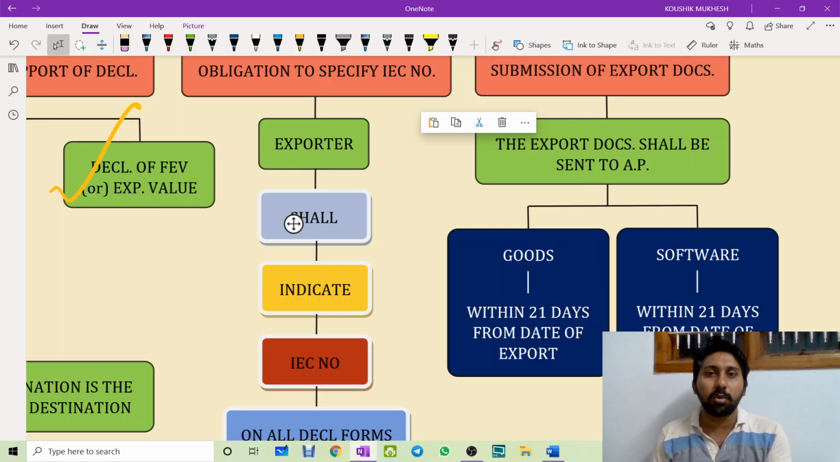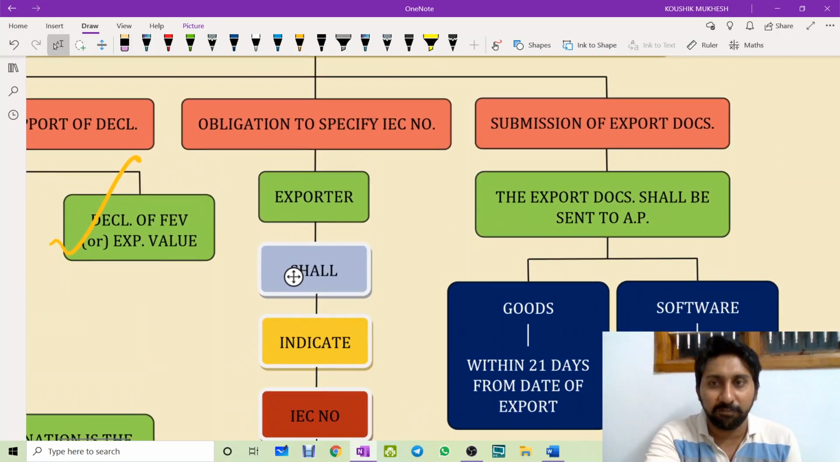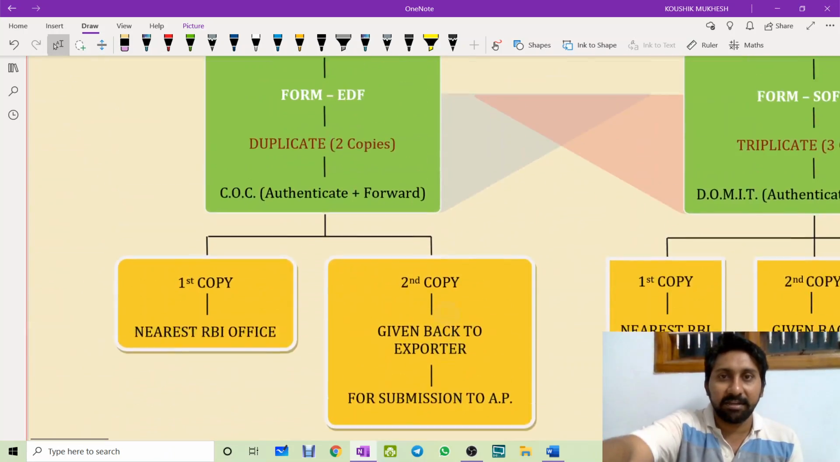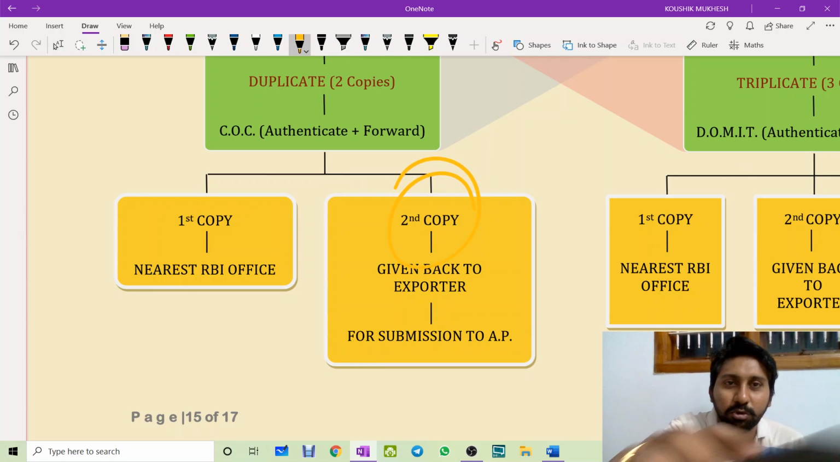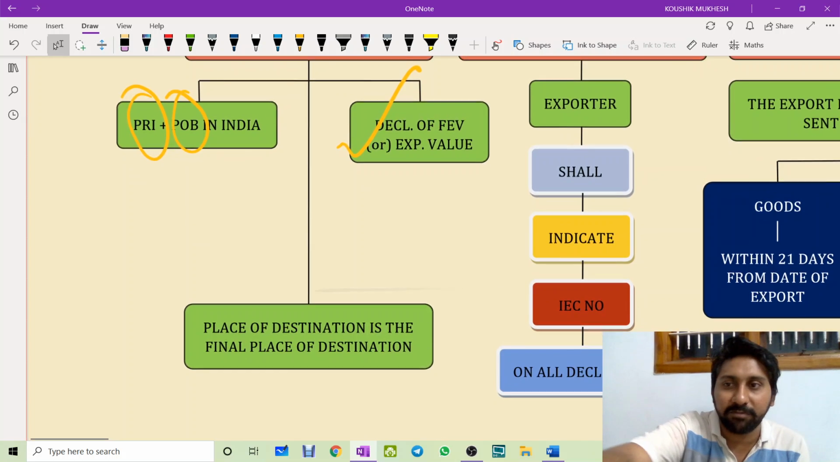Importer Exporter Code number. Every time whenever you make any kind of export, in the export declaration form, you should write that number clearly. So the exporter shall indicate the IEC number on all the declaration forms. Submission. This is important. Just way back, I discussed this concept. The second copy will be given to whom? Given to the authorized person. Within how many days? This is the number of days.